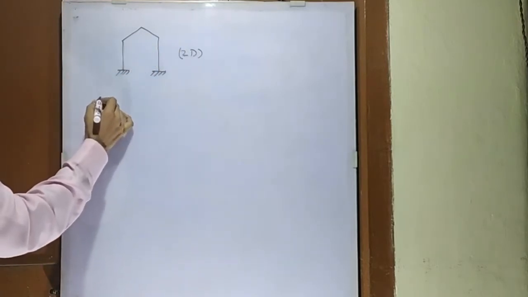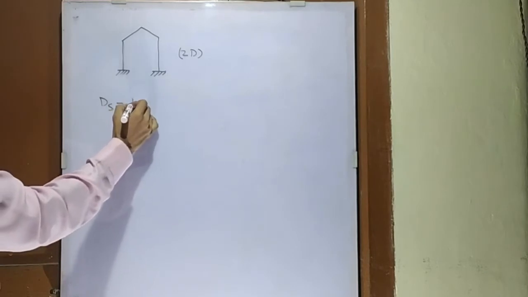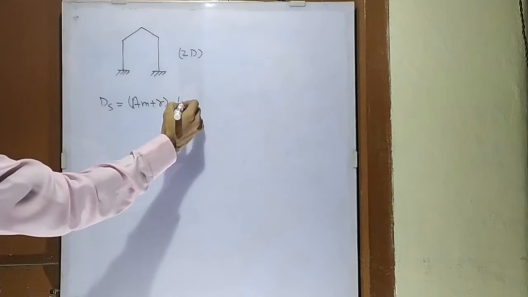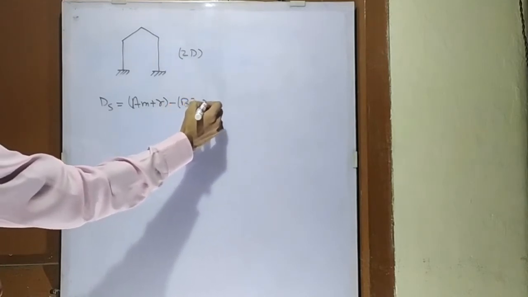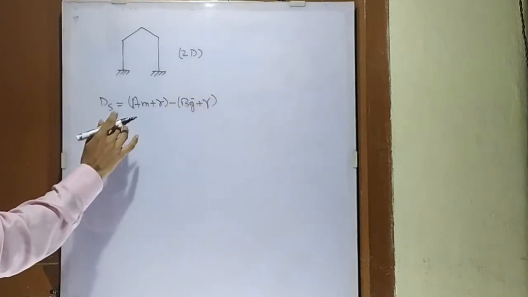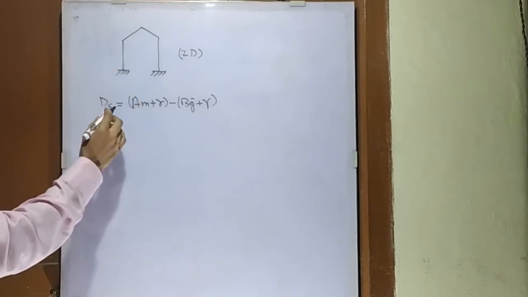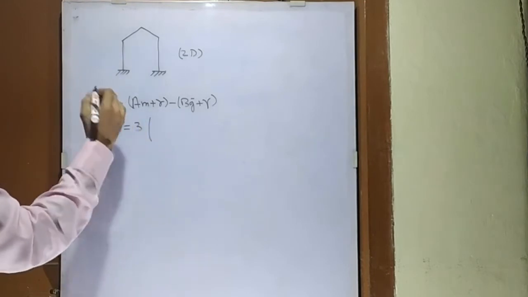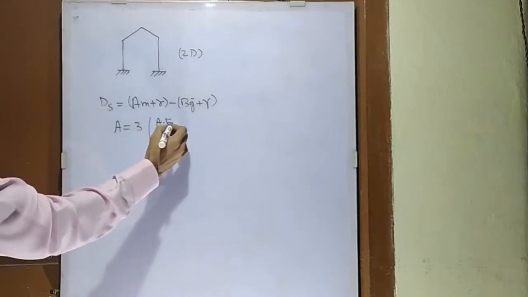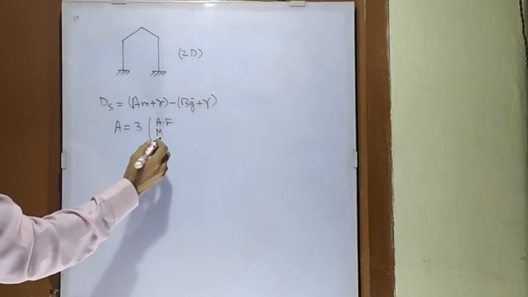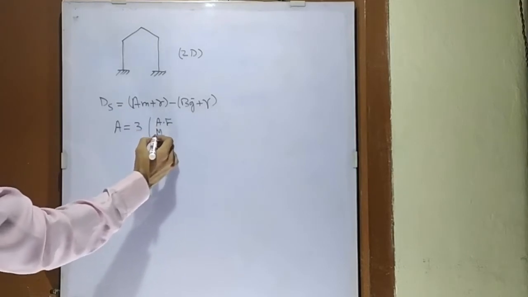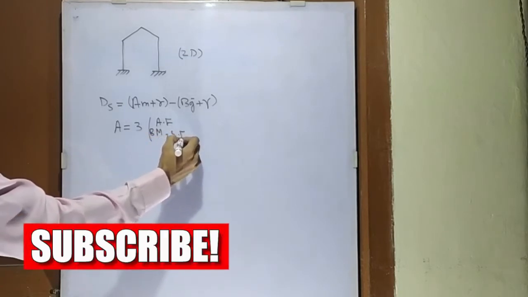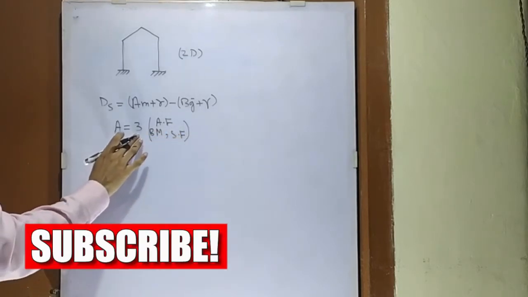Now what was our formula for finding degree of static indeterminacy? The formula was AM plus R minus BJ plus gamma. And now in a rigid structure, what is the value of A? A is 3 because in every member there may be axial force, there may be bending moment and there may be shear force.